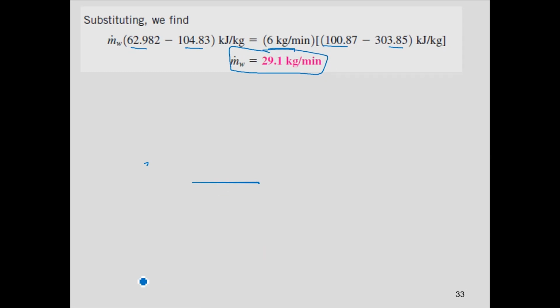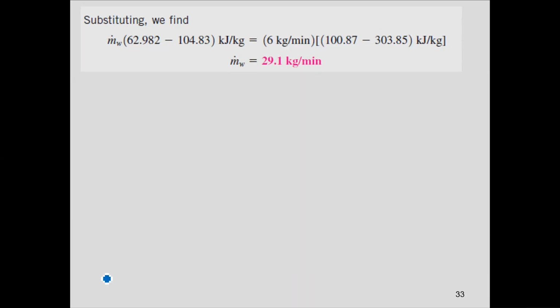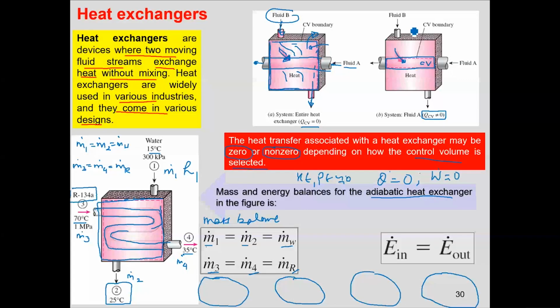Now the second part is where you have to determine the heat transfer from the refrigerant to the water. In such a case, you have to consider this sort of control volume where there is a heat transfer between the two fluids taking place. In the first case, you had selected a control volume where there is no heat transfer involved. But since the question asks about the heat transfer between the two fluids, you'll have to change your control volume so that your heat transfer is not equal to zero now.